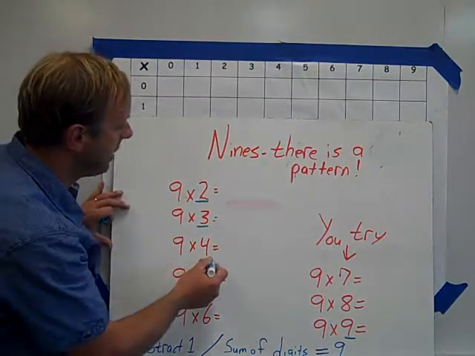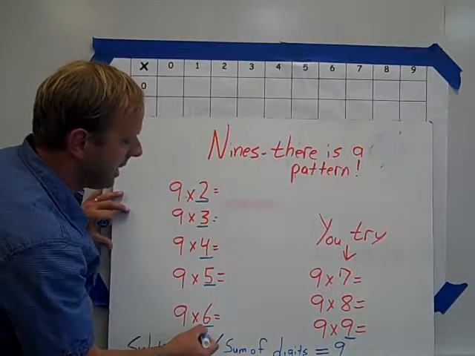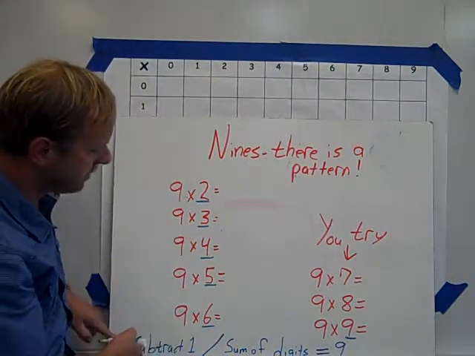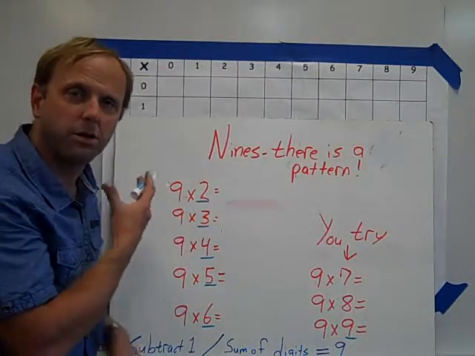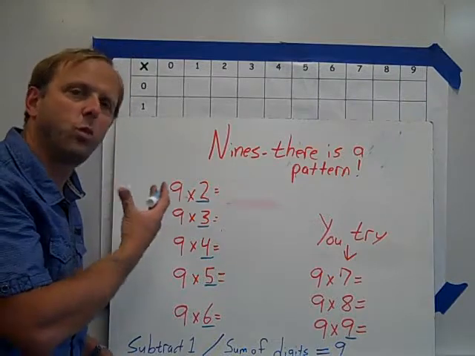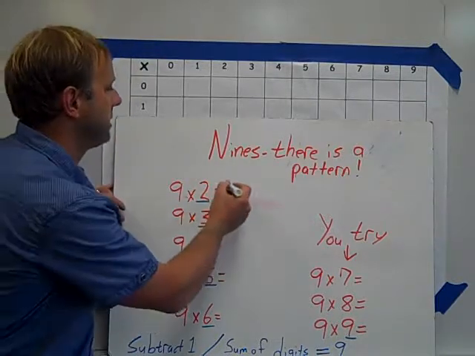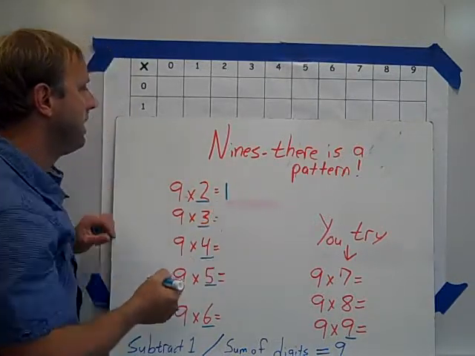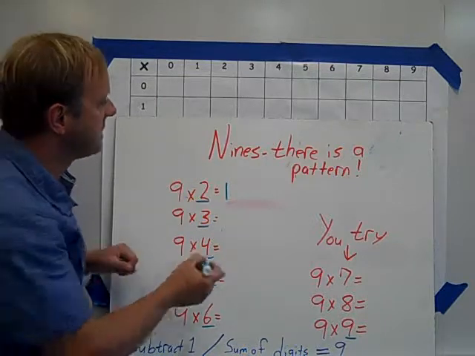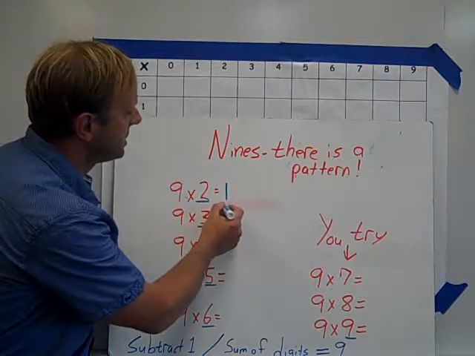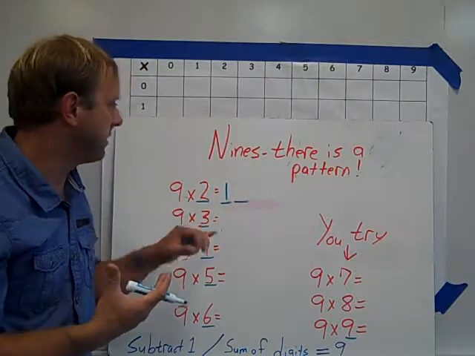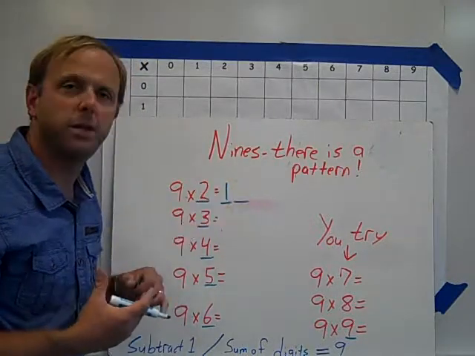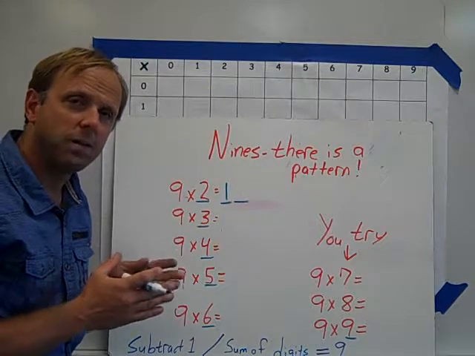So I look at the factor, and the first thing I do is subtract 1. So if I'm multiplying 9 times 2, I look at the 2 and I say, what is 1 less than 2? That's 1. Now, the rest of this is the sum of the digits needs to add up to 9. So we're going to have two place values, a tens place and a ones place. Together they have to equal 9.